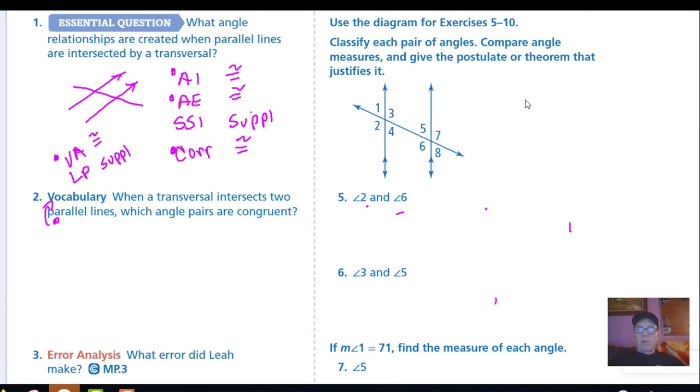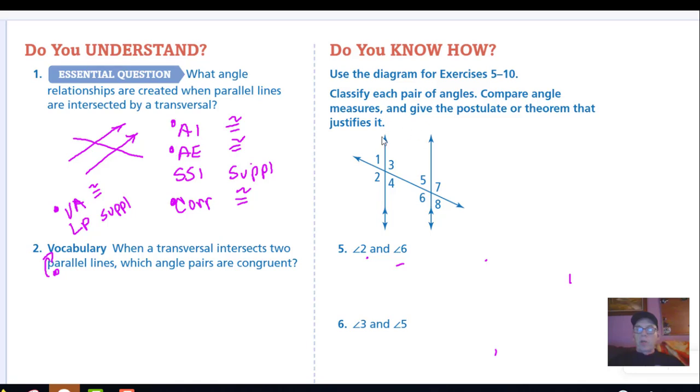Let's go back up top of the next column for the Do You Know How. Classify each pair of angles, compare angle measures, and give the postulate or theorem that justifies it. So 2 and 6 together are corresponding angles. So corresponding angles are congruent is the postulate. 3 and 5 are same side interior. Same side interior angles are supplementary.